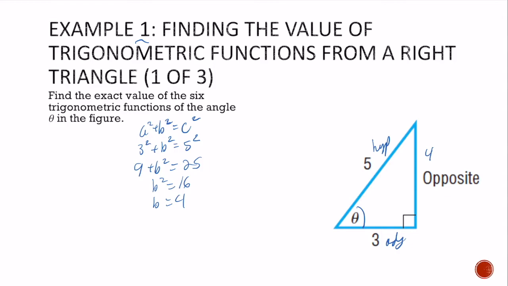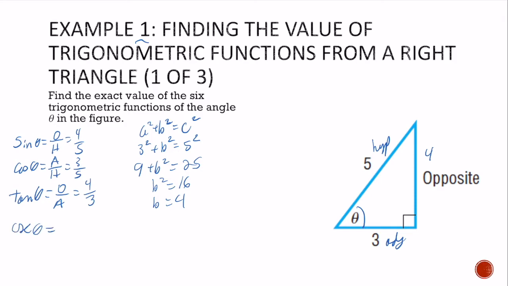So now we can find our 6 values. Sine of theta is opposite over hypotenuse, which is 4/5. Cosine of theta is adjacent over hypotenuse, which is 3/5. Tangent of theta is opposite over adjacent, which gives us 4/3. Then cosecant of theta, the reciprocal of sine, would be 5/4. Secant of theta gives us 5/3, and cotangent of theta would give us 3/4. So that's how you find the 6 trigonometric functions from a right triangle.